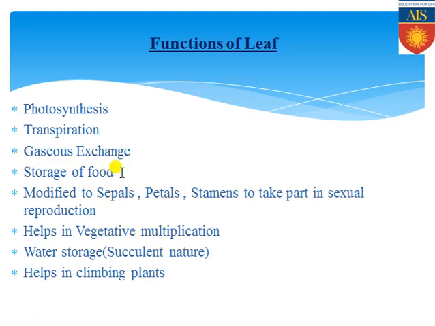Food can also be stored in the leaf structure. As an example, we have shown Allium cepa or onion. Sometimes the leaf is modified into sepal, petal, stamen to take part in sexual reproduction, in case of some flowers. The leaf also helps in vegetative multiplication or vegetative propagation, such as you can see in Bryophyllum. From the margin of the leaf, small plantlets, small baby plants, are growing. At that time the leaf is considered a reproductive leaf, and it helps in vegetative propagation. Leaf can also store water.